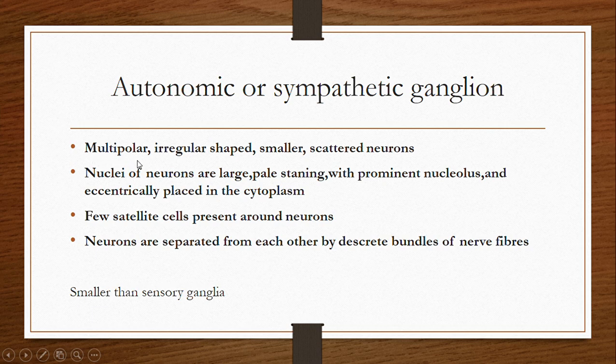They are multipolar, irregular shaped, smaller and scattered neurons. The nuclei of neurons are large, with prominent nucleolus, and eccentrically placed in the cytoplasm. Only a few satellite cells are present around the neurons. Neurons are separated from each other by discrete bundles of nerve fibers. These are smaller than the sensory ganglia. So these are the features which we have to learn under the microscope.